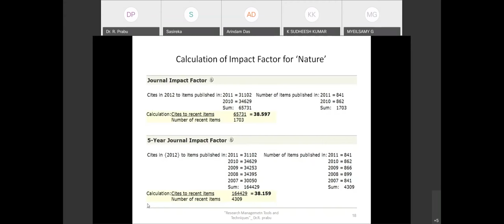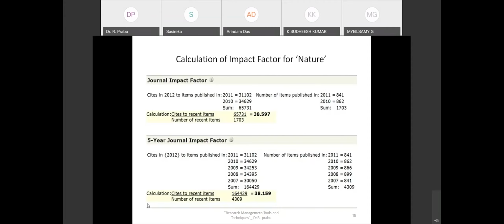As I said, we want to know the impact factor of the Nature journal for 2012, using the same formula which we have seen in the earlier slide. They collect the citations and the number of articles published in the last 2 years. When you divide that, you will be able to find out the impact factor of the Nature journal in the year 2012. For that, we look at the citations and article publications of 2010 and 2011.